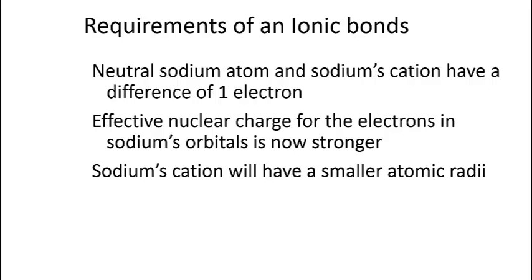So we can conclude that the effective nuclear charge for the electrons within sodium's orbitals is now stronger. When it loses 1 electron, it has 1 less electron to distribute this charge with. So we can conclude that the atomic radii for our sodium cation will be slightly smaller than that of a sodium atom because the effective nuclear charge has increased.